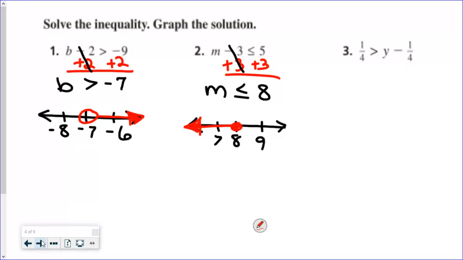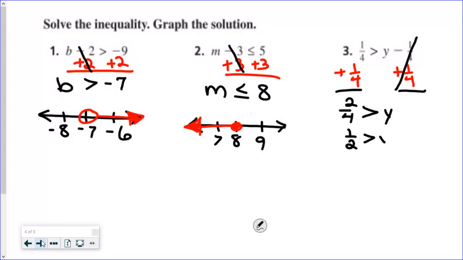And the last but not least, I'm going to add 1/4. Now this one is tricky, pay attention. That part goes away. 1/4 plus 1/4 is 2/4. But 2/4 is the same as 1/2.